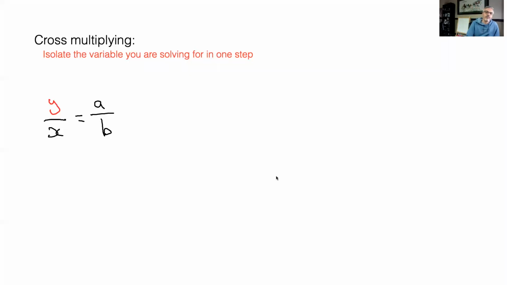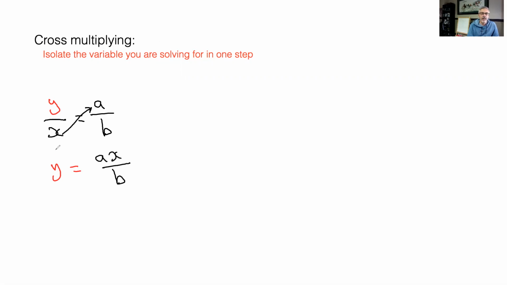Hi again, revisiting cross multiplying. So basically, isolating the variable we're solving for in one step. Now I'm solving for y. It's a one step process, so y equals, all you need to do is cross multiply the x to the a, so you get ax over b.